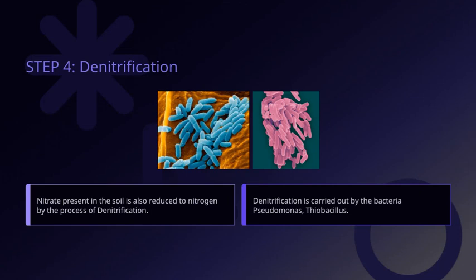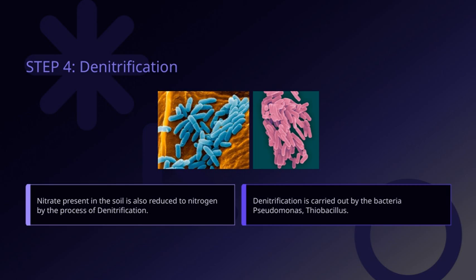Now, let's talk about denitrification. This process is carried out by specific bacteria, mainly Pseudomonas and Thiobacillus. These bacteria play a crucial role in the nitrogen cycle by converting nitrate, which is present in the soil, into nitrogen gas. This step is important because it helps remove excess nitrates from the soil, preventing issues like leaching and water pollution. Essentially, denitrification reduces nitrates back to atmospheric nitrogen, completing the cycle.